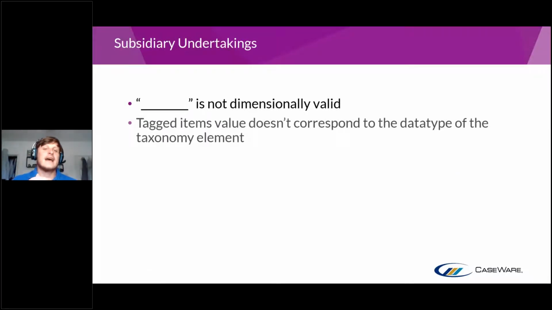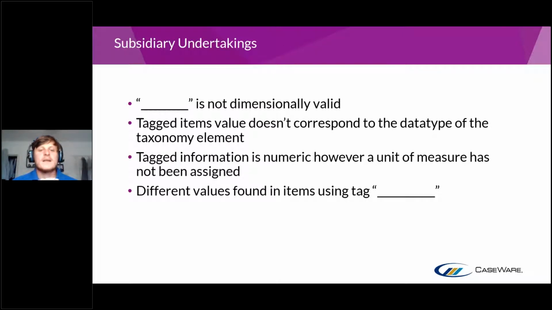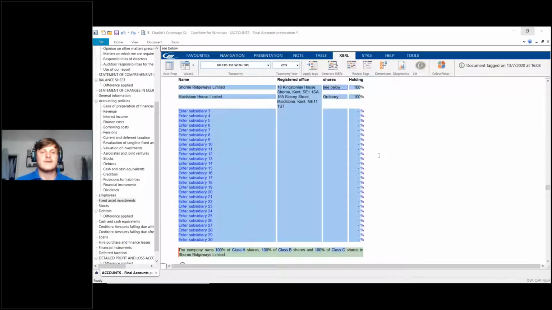Now, the final area we're going to look at is the subsidiary undertakings. We're going to look at some of the examples of the tags again. "Is not dimensionally valid" is probably the most common one on the subsidiary undertakings note. Now, if I open up a CaseWare file, just wait for that to load in on your screens. Just check that you guys can see that.